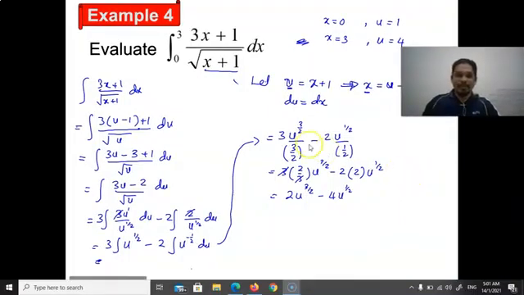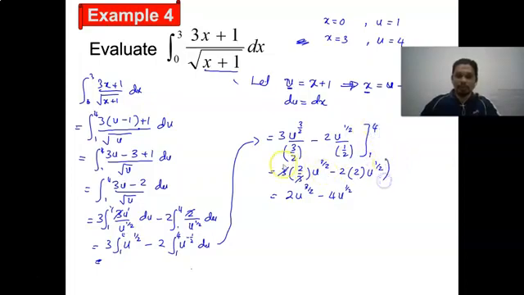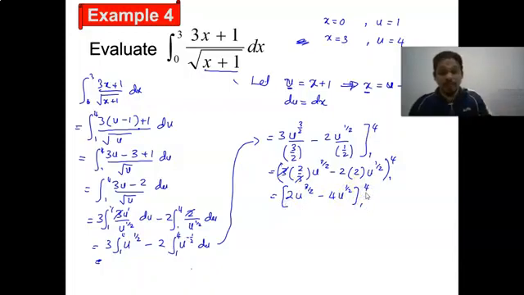Okay, so class, from here, from 0 to 3, we turn it into the value of u, which is 1 until 4. So 1 until 4, and also here from 1 until 4. Okay. So it's time for us now to substitute the value of u with 4 here.